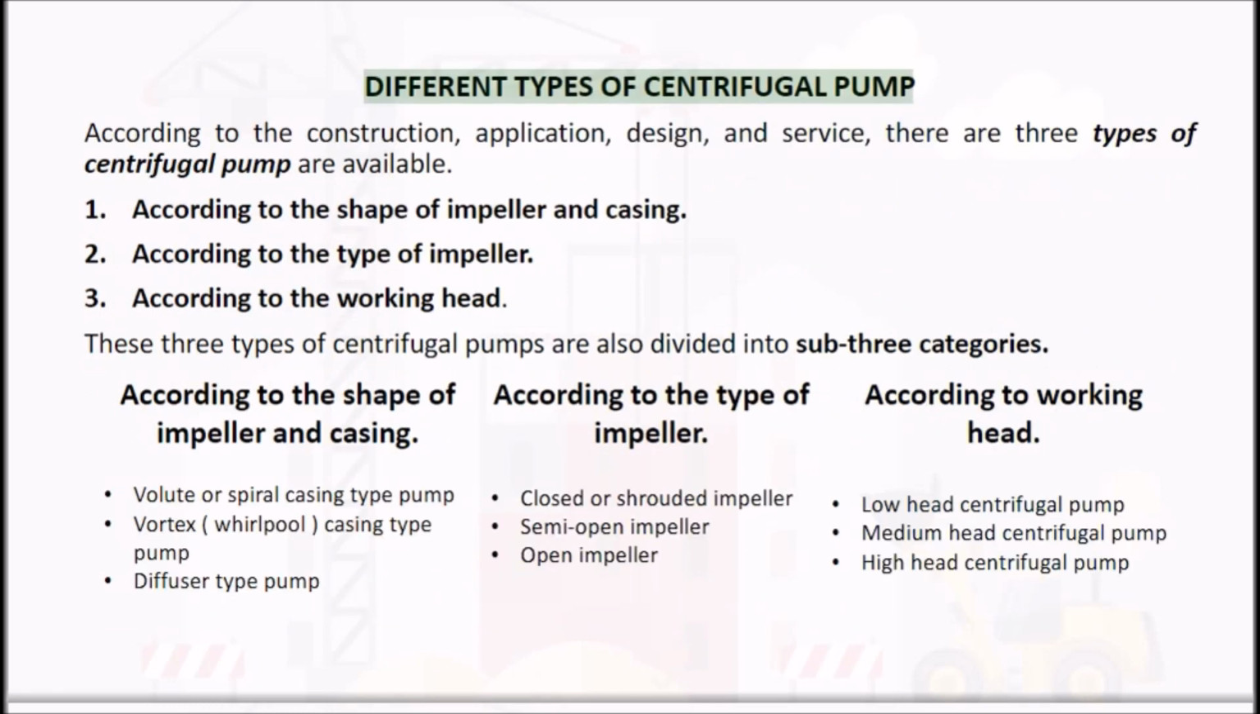Different types of centrifugal pump. According to the construction, application, design, and service, there are 3 types of centrifugal pump available. 1. According to the shape of impeller and casing. 2. According to the type of impeller. 3. According to the working head. These 3 types of centrifugal pumps are also divided into sub-categories.